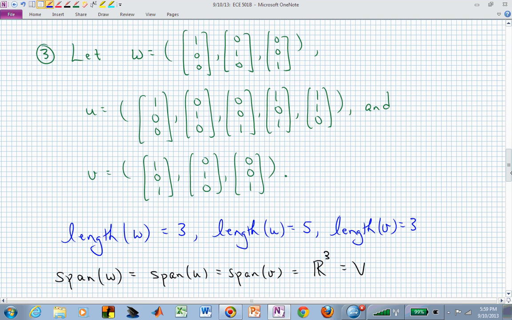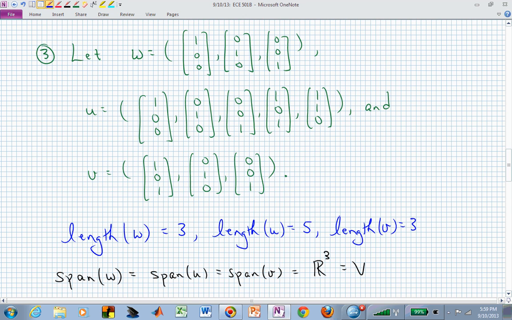Let's look at another connection of connecting spanning list, and eventually dimension. But this will help us with this concept or this idea of length also. Let's define three different lists. We have a list W that has a length 3. We have a list U of vectors. That list contains 5 different vectors, so that length U is 5. V also is a list of 3 vectors, so the length of V is 3.